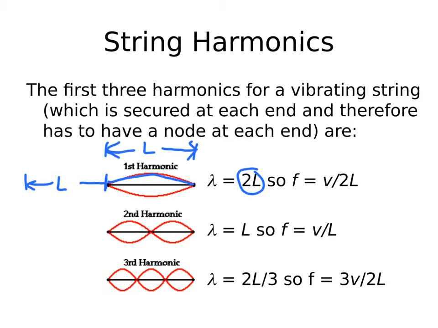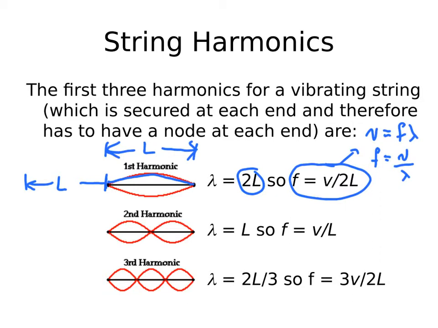So that means that the frequency is speed over 2L. And you recall that comes from the universal wave equation, which tells us that speed of the wave equals frequency times lambda, which means that frequency is equal to speed over the wavelength. So that's where we got that from.